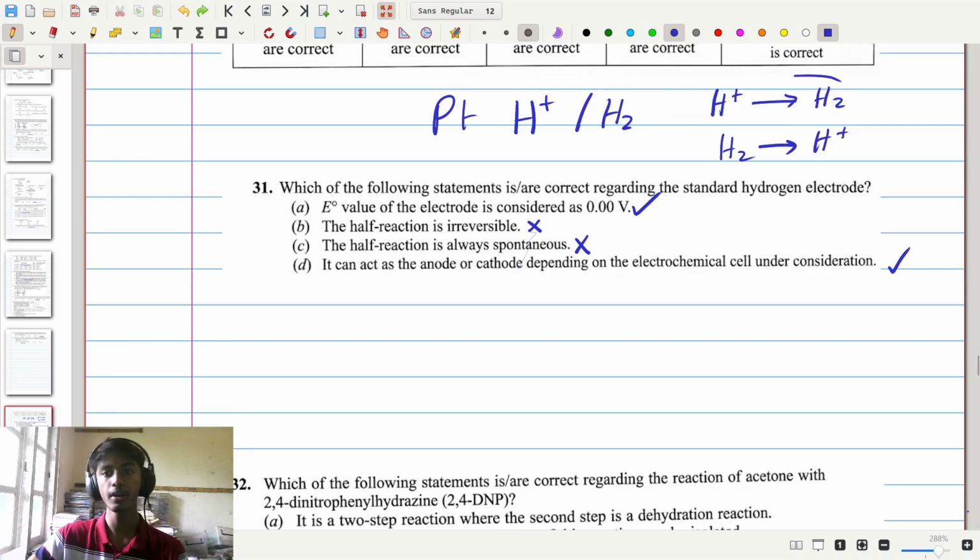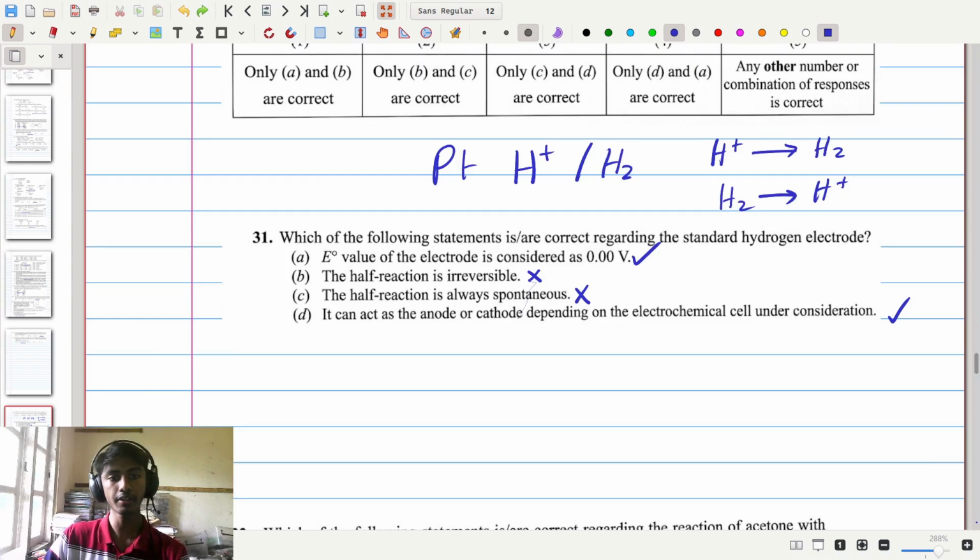So therefore, when this reaction occurs, we have a cathode in the case of the standard hydrogen electrode. However, when this reaction is non-spontaneous and the reverse is spontaneous, we have H2 gas turning to H+ by losing electrons, and therefore we have loss of electrons, which is oxidation, and oxidation occurs at the anode. So therefore in that case, we have the SHE acting as an anode. So it can act as both the anode or the cathode depending on the situation. So statement D is also correct.